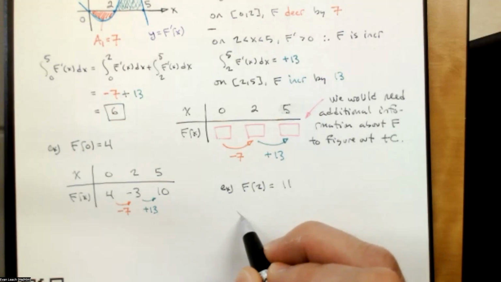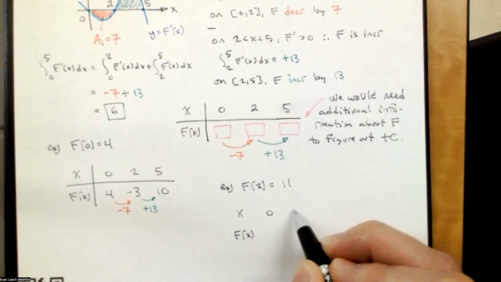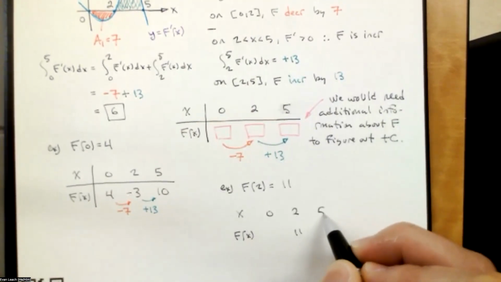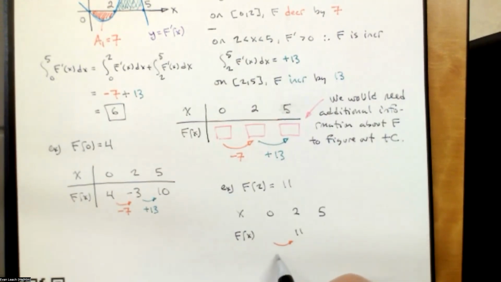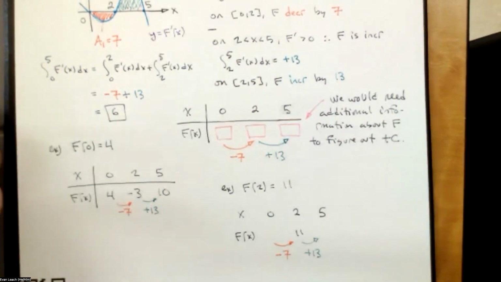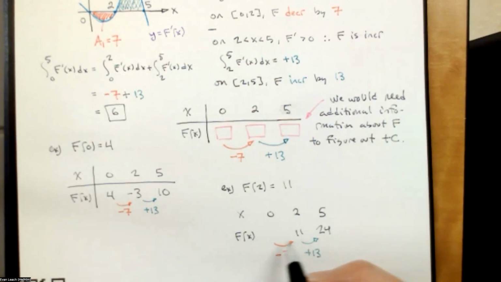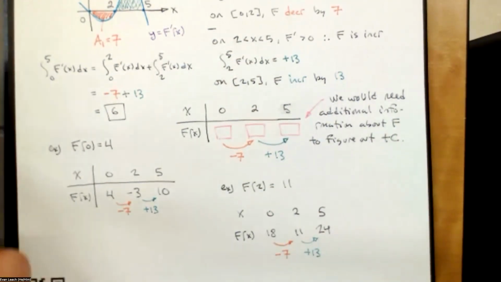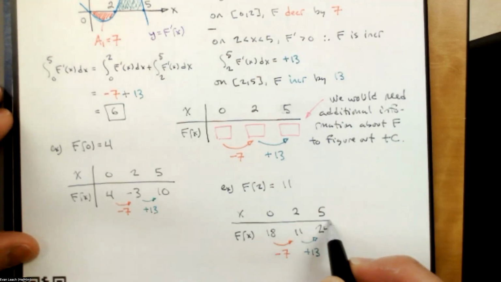But with this information, at 2, we have an 11. The derivative told us about the changes. From 0 to 2, we should see a decrease by 7. And from 2 to 5, we'll see an increase of 13. So 11 plus 13, that means F of 5 is 24. And we must have started F of 0 at 18 because we decreased by 7 and land at 11. So here's our table of values if capital F of 2 is equal to 11.